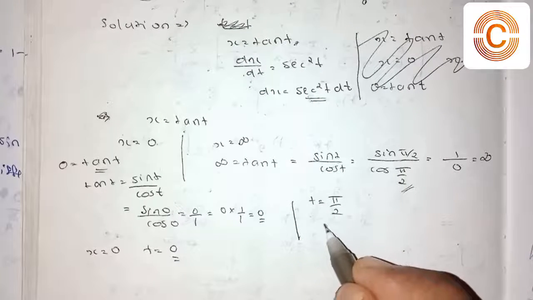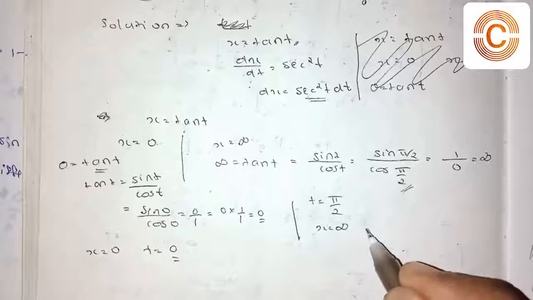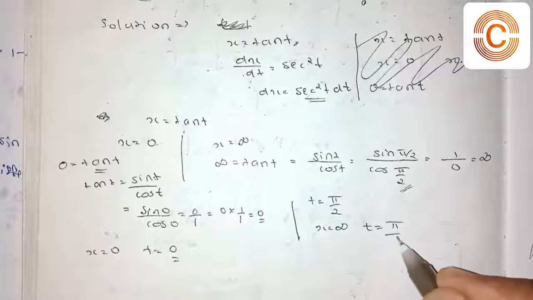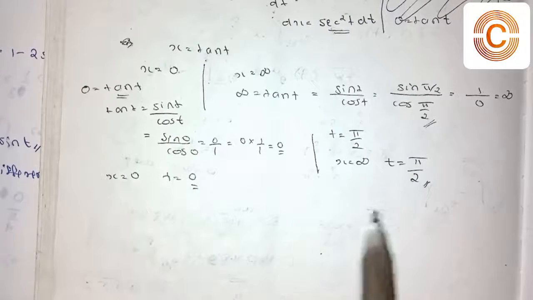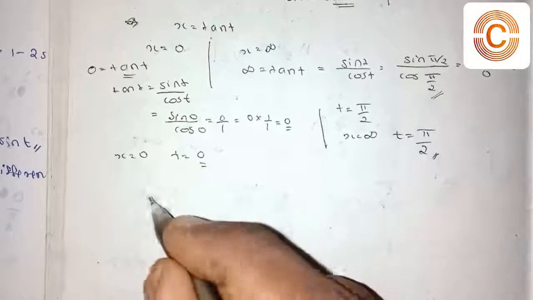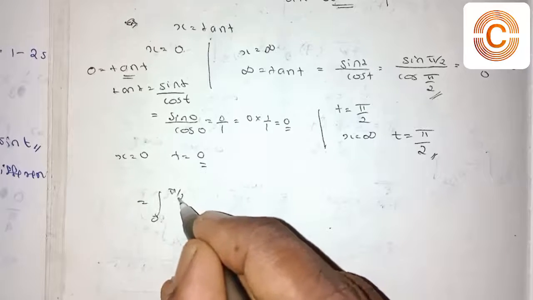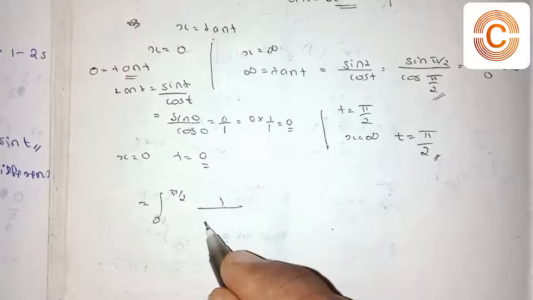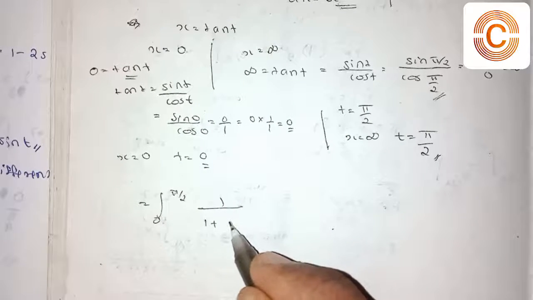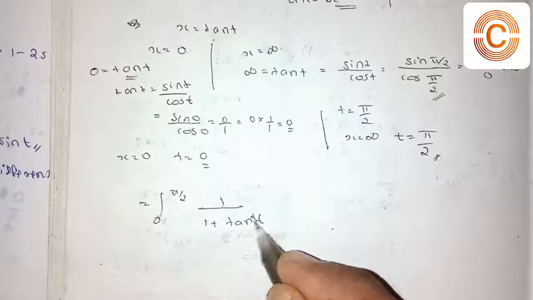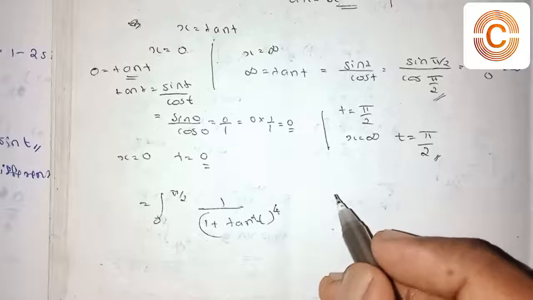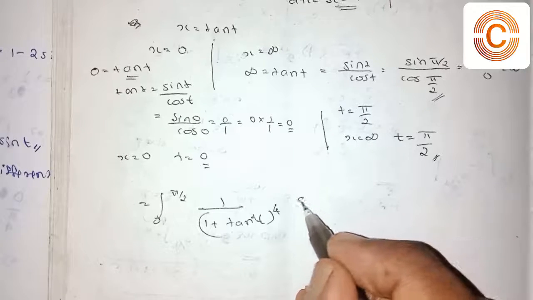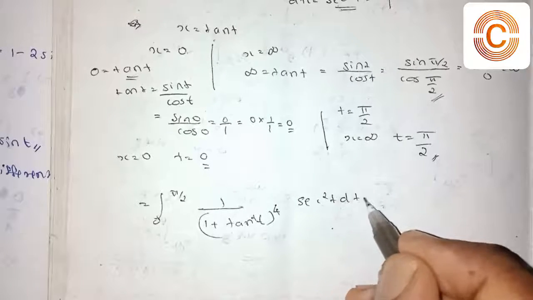Therefore, when x is equal to infinity, the value for t is equal to pi by 2. So the limit is converted to 0 to pi by 2. That is, the integral from 0 to pi by 2 of 1 divided by (1 plus tan square t) whole raised to 4 into dx, where the value for dx is equal to sec square t dt.